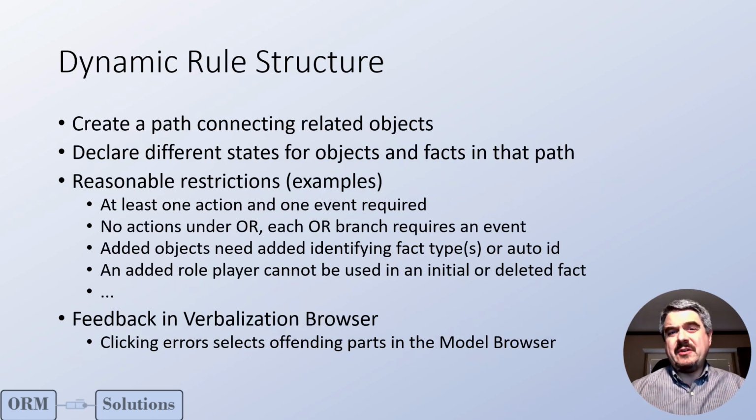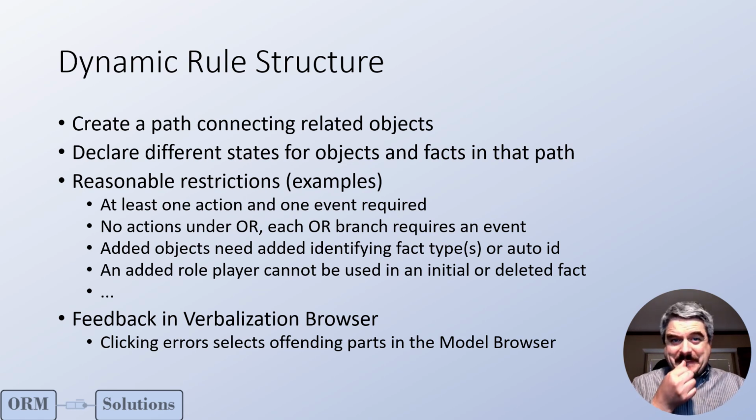So the dynamic rules in NORMA use the same base construct that we do for the derivation rules. You start with an object, you path off that object, you split it, you OR it, you AND it, you connect the objects with the path any way you want to. You then follow that up by annotating that path and nodes in that path with different states. So you want to say, well, this is in the added state, this is in the deleted state, this is an add action, this is a delete action, this is an event, etc.